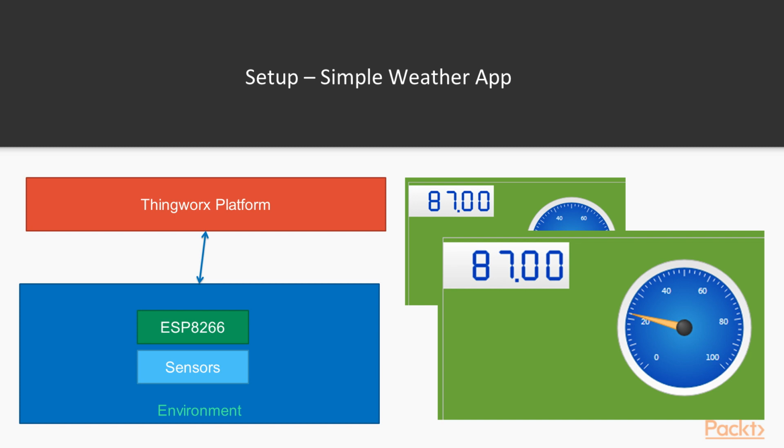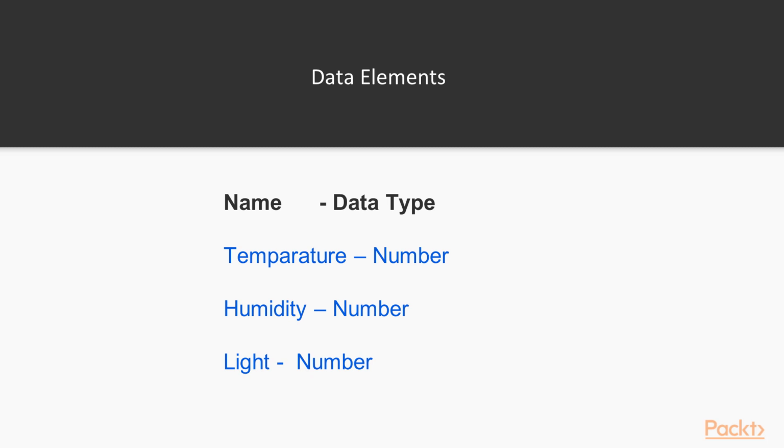All right, so we need to monitor 3 variables: temperature, humidity, and light intensity. So we're going to be creating 3 data elements, namely temperature, humidity, and light, and the data type is going to be number for all of these. Of course, you can create a data element with a data type of string or JSON or binary or whatever your requirement is. All right, now let's go ahead and take a look at the platform and how to create these.